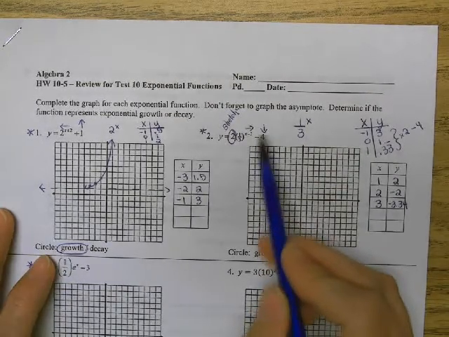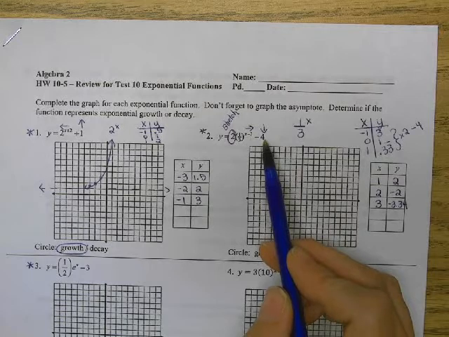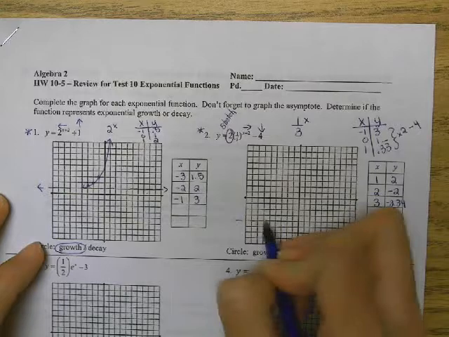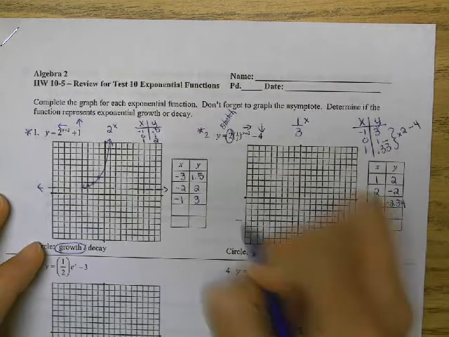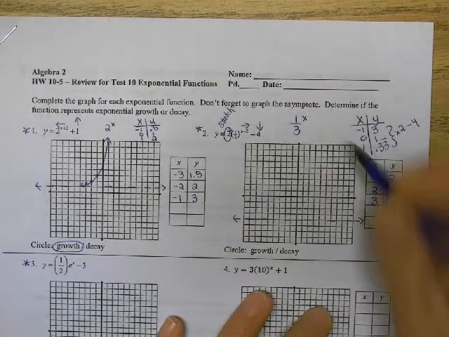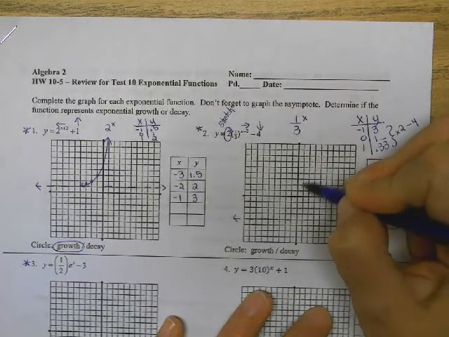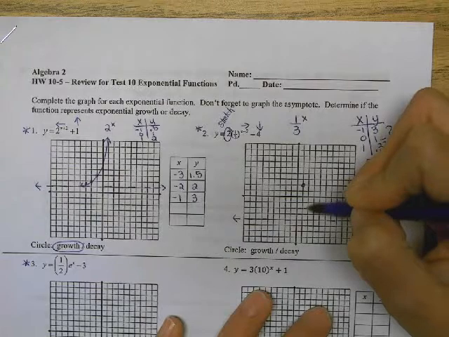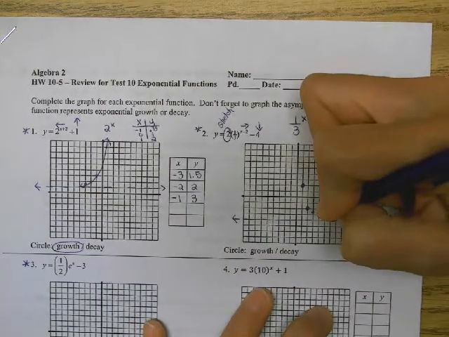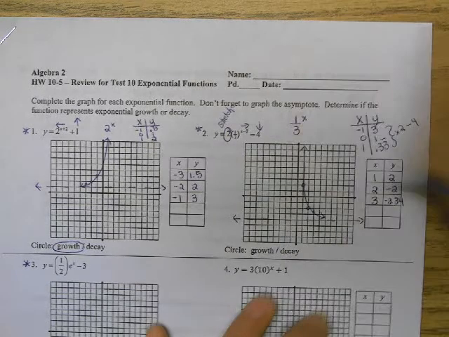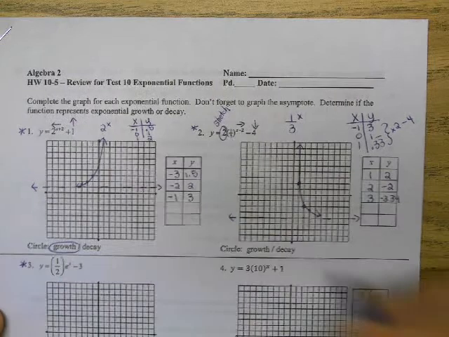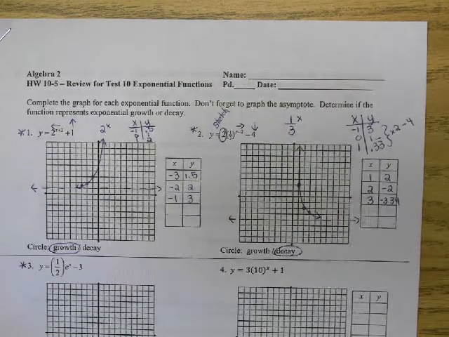Remember, if I have a shift up or down, it also shifts my asymptote. So now my asymptote is at -4. Okay, and then I'm going to plot my points. So at 1, it's at 2. At 2, it's at -2. And at 3, it's at -3.34. Okay. If I read my graph from left to right, if it is moving towards my asymptote, that is decay. Alright.